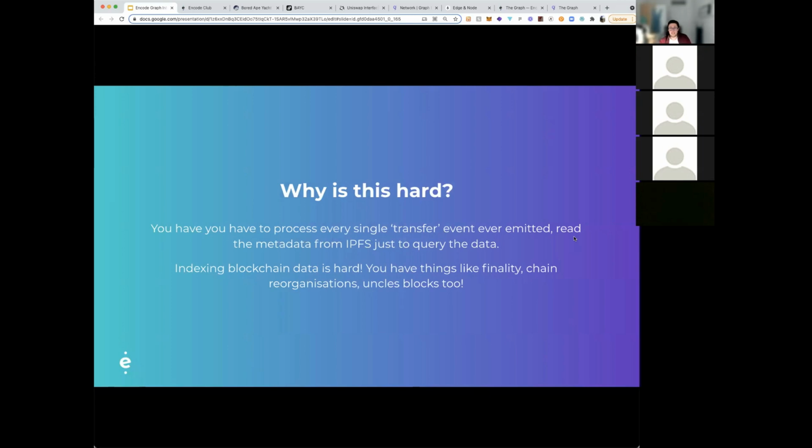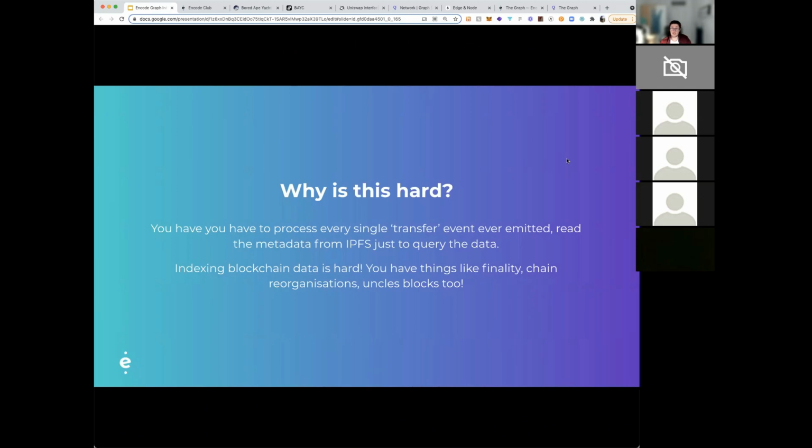So why is this actually hard? Why can't I go to a blockchain directly and do this? Well, if I was doing this properly, in a way that I can use as an API that I can input into an application at scale, I'd have to process every single transfer event emitted. So I'd have to go to the contract, I'd have to be listening, I'd have to be collecting this data myself. I'd have to go to IPFS if data was stored there. IPFS is just a decentralized file storage system, and try and get the data directly from there. It's going to take ages.